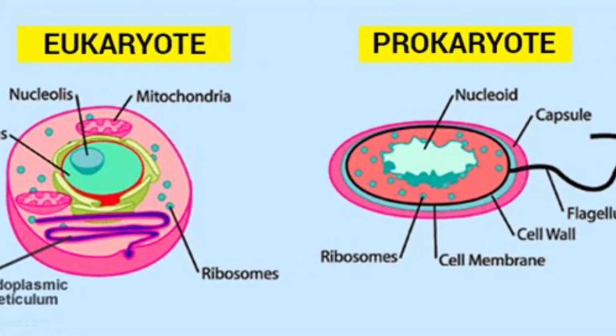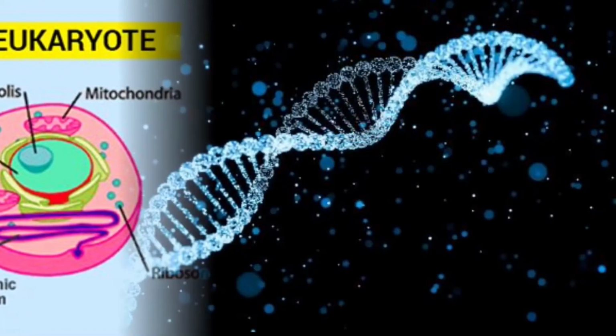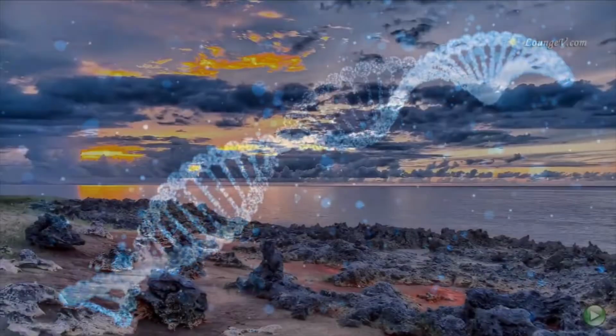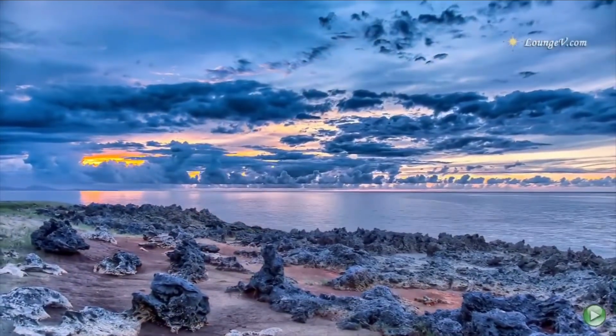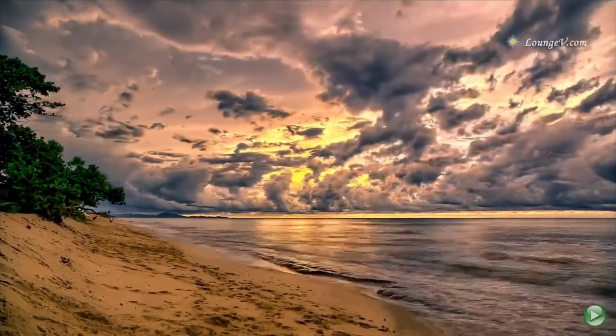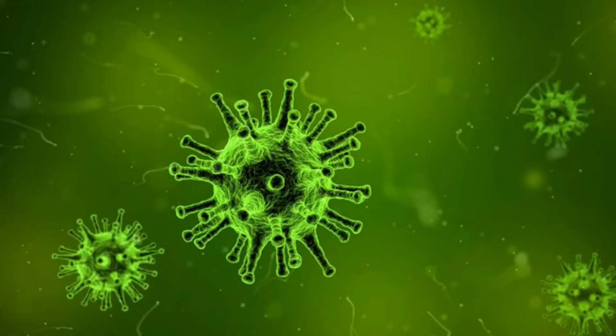Although these two types of cells are very different in structure, they still have a few of the same features. They both contain cell membranes which enable certain materials to enter or exit the cell, and both types contain DNA. It's believed that prokaryotes were the only living organisms on Earth for millions of years, and eukaryotes emerged later through evolution. Now, to differentiate between viruses and prokaryotes.